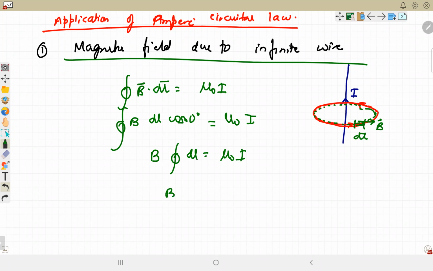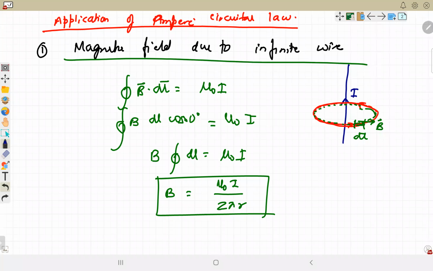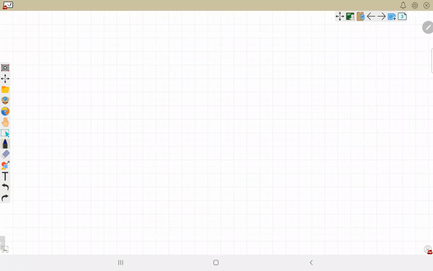Likewise we did for the hollow cylinder also. For a hollow cylinder, outside the formula will be the same. Inside the wire, the current does not pass through it. Therefore, inside a hollow cylinder, there won't be any magnetic field.